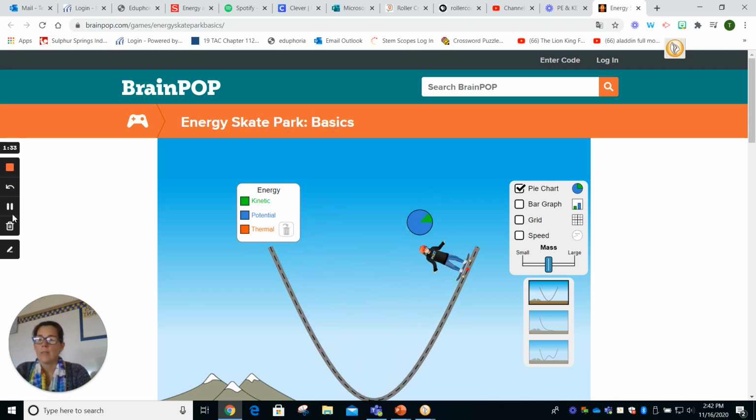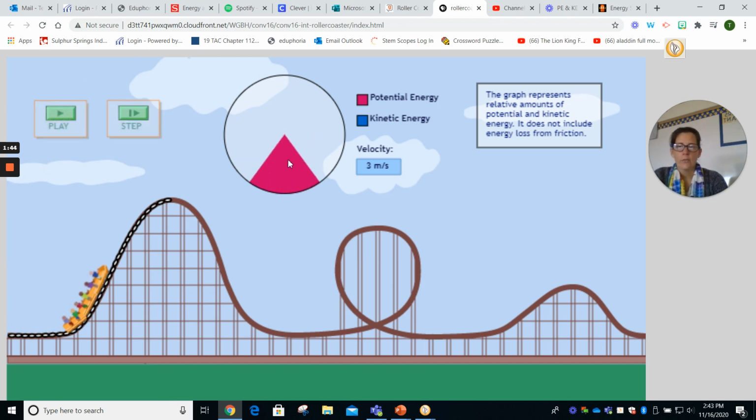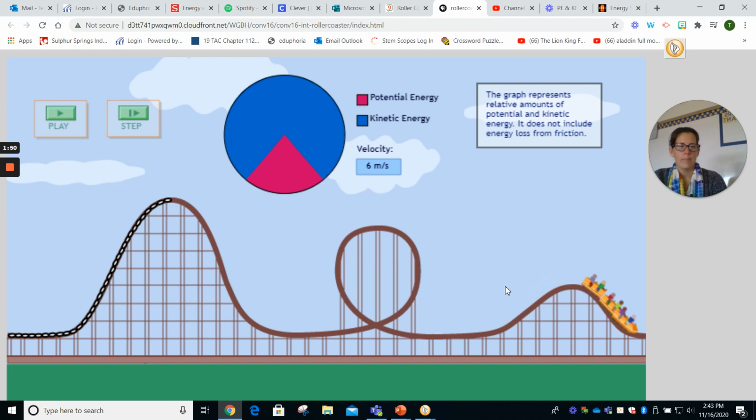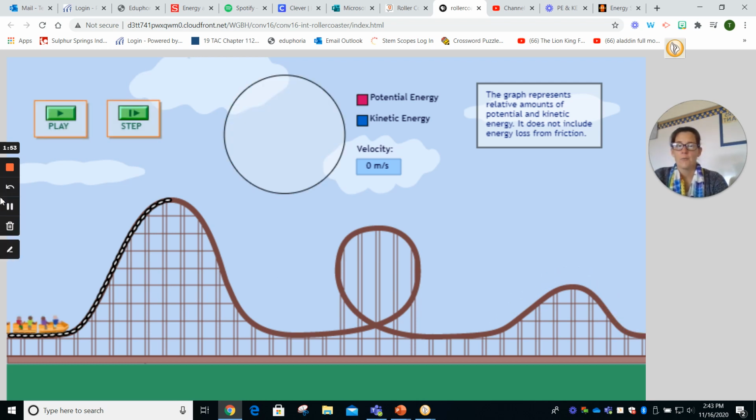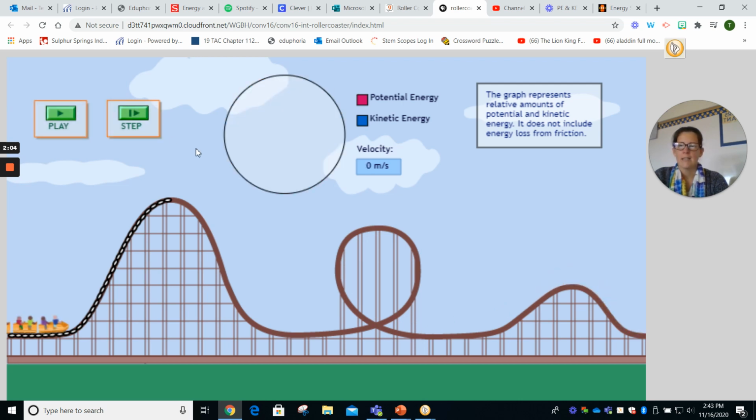Okay, so let's look at this roller coaster because this has a really big pie chart on it, and I think I can push pause on this. So let's play and look right here. You see how the potential energy is getting higher the higher they go? And it turns into kinetic, back to potential, and there we go. Kind of cool, right? Okay, let's play. The faster they go, it turns into kinetic energy, right?